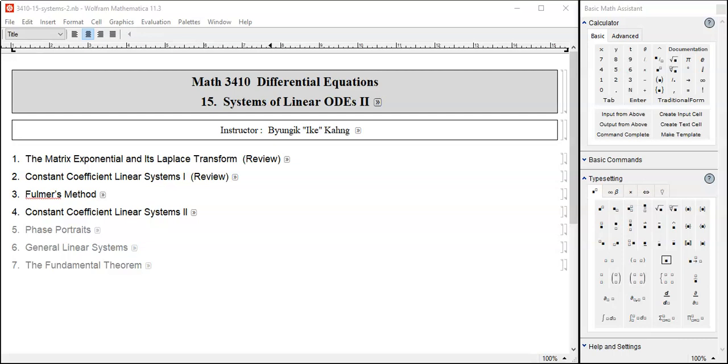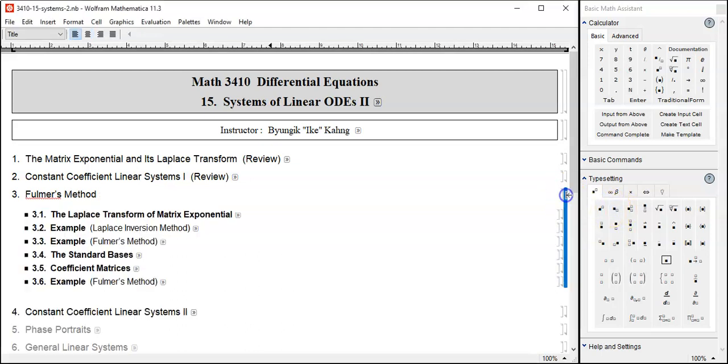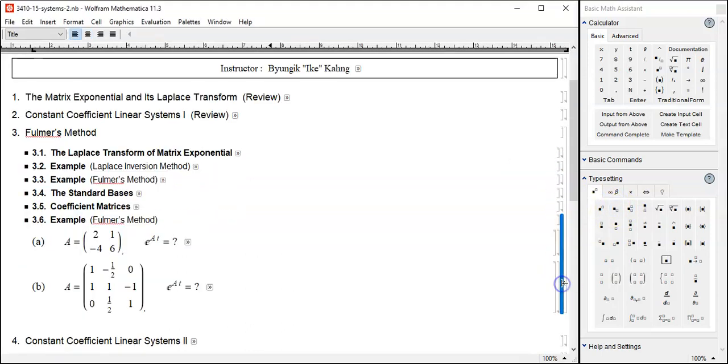Hello students, welcome back. Let's go back to section 3, Fulmer's method, and let's work on some concrete problems. First, an easy problem. Easy I mean by just 2 by 2, so the previous method, the Laplace inversion method, works just fine because it's not too difficult to find out the inverse matrix. Nonetheless, we'll try it with Fulmer's method this time.